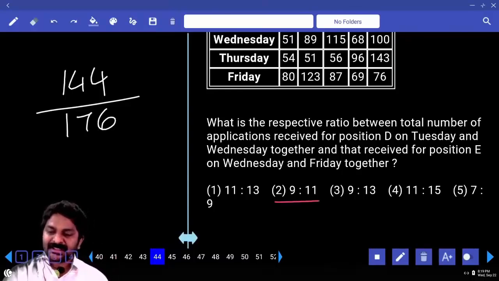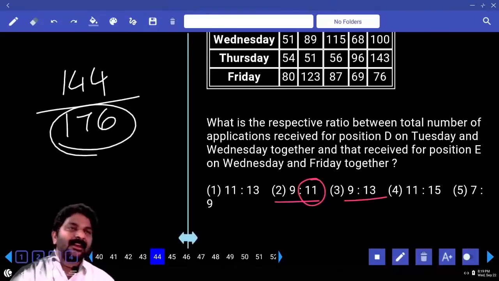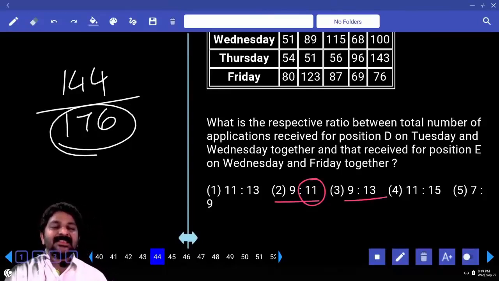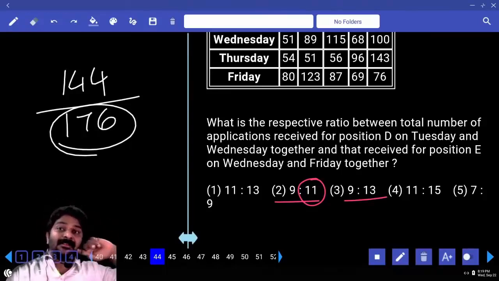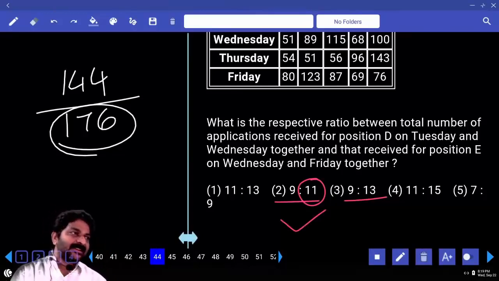How many such options are there? 2 options are there. Here your second number is an 11 multiple. Is your second number, the denominator, an 11 multiple? Yes. Is your numerator 144 an 11 multiple? No. Hence 9 is to 11, that must be the final answer.